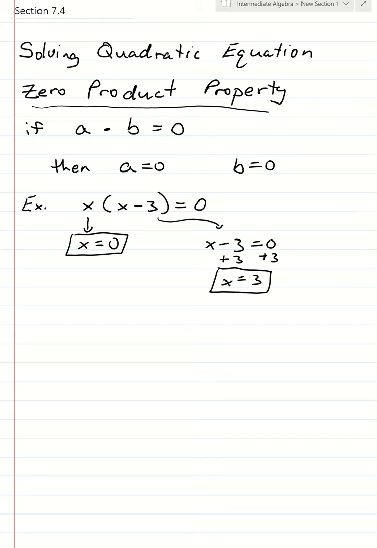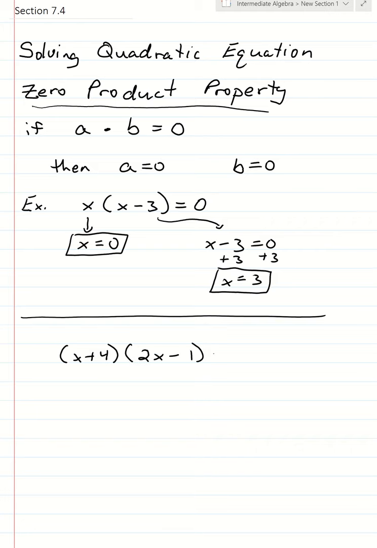Let's try another example. Let's say we had x plus 4 times 2x minus 1 equals 0. This is another case where we would be using that zero product property. The fact that it equals 0 and we have a product of two algebraic expressions, once again you're going to set the x plus 4 equal to 0, as well as we will set the 2x minus 1 equal to 0. And of course now we have to solve for each of these x's.